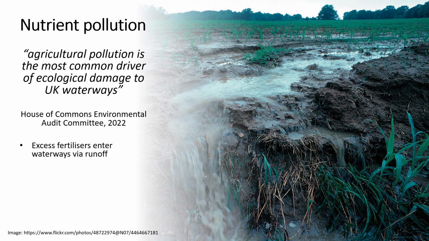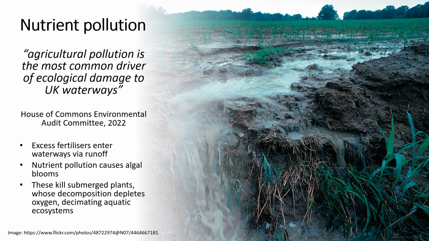So the mechanism of this is that when fertilizers are applied to agricultural land, if there are excesses that aren't used by plants, they can enter waterways via runoff. This causes algal blooms to occur in these waterways, which shades submerged plants and causes them to die. And when those dead plants decompose, it depletes the oxygen in these waterways, and that decimates aquatic ecosystems. So this is a major problem for water security in that algae can produce human toxins. And it's also a major problem for food security, given the knock-on effects on aquaculture.